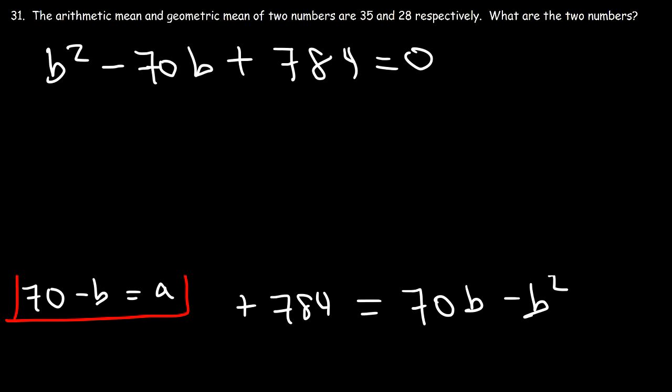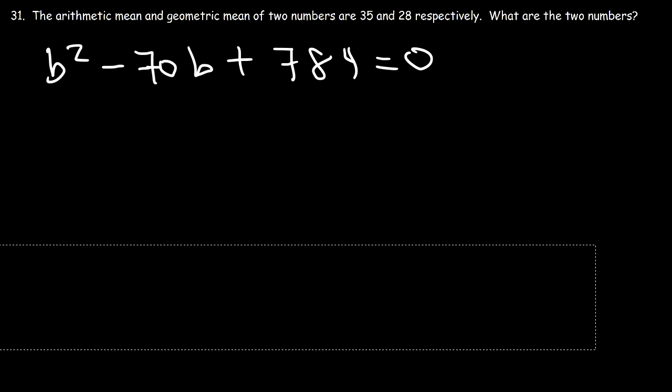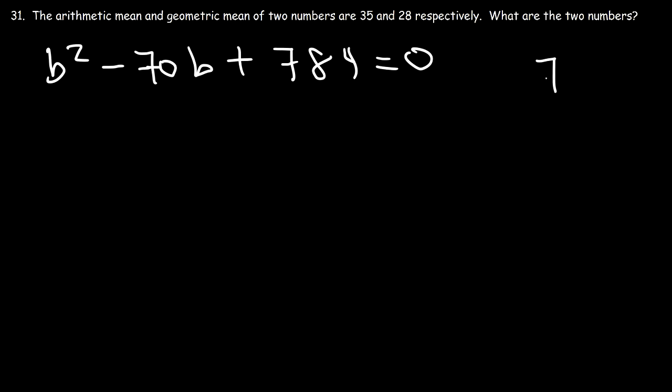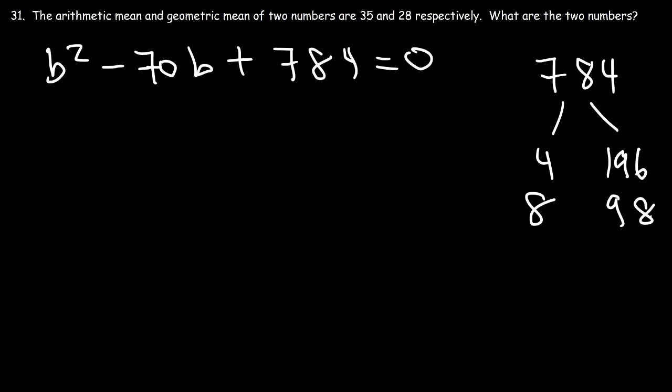Now I need to factor the expression. So I need to find two numbers that multiply to positive 784 but add to negative 70. So let's start with 4. 784 divided by 4 is 196. That's not going to add to negative 70. Now let's try 8. 784 divided by 8 is 98. So that's not going to work.